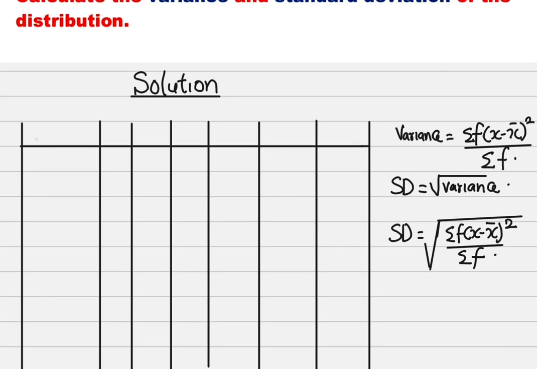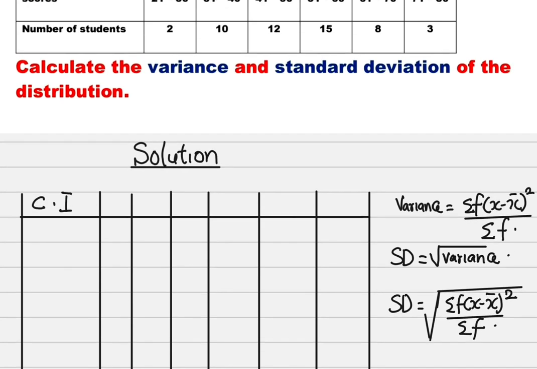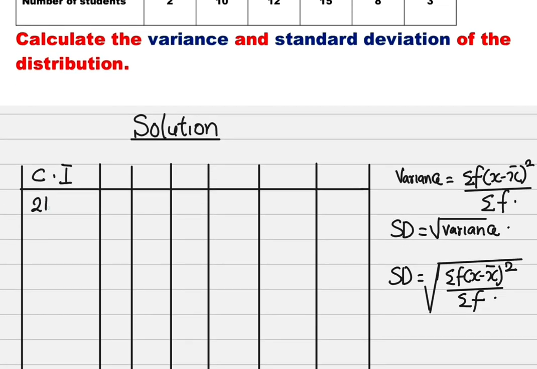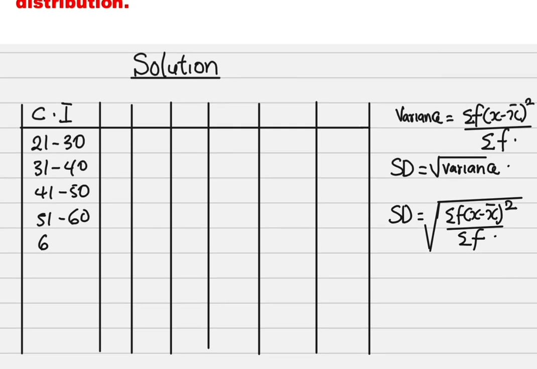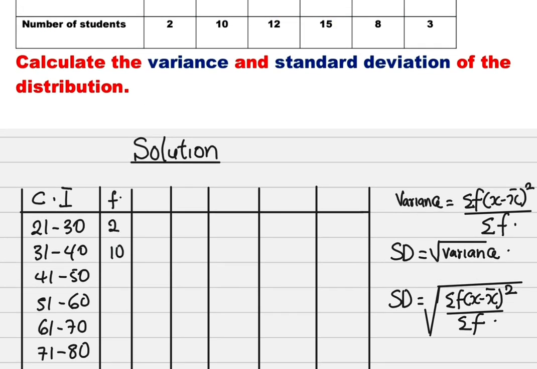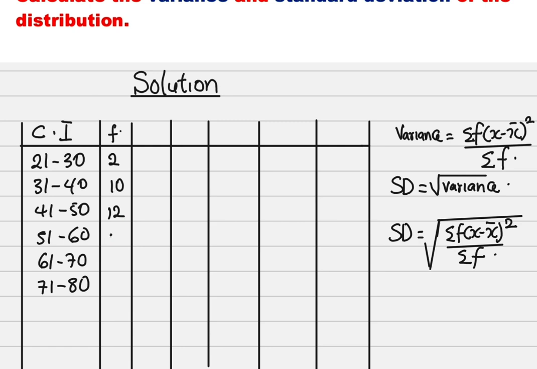So the first thing we need to get is our class interval. We've mentioned class interval in previous videos. So we have here 21 to 30, 31 to 40, 41 to 50, 51 to 60, then 61 to 70, and 71 to 80. We have our frequency. The frequencies we have are 2, 10, 12, 15, 8, and 3.